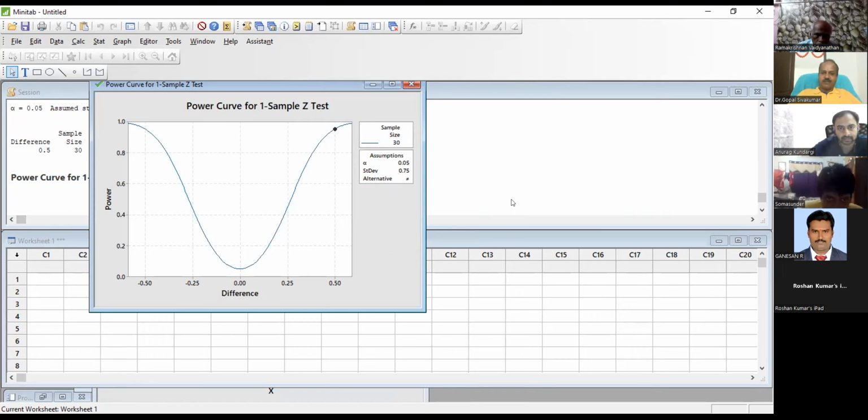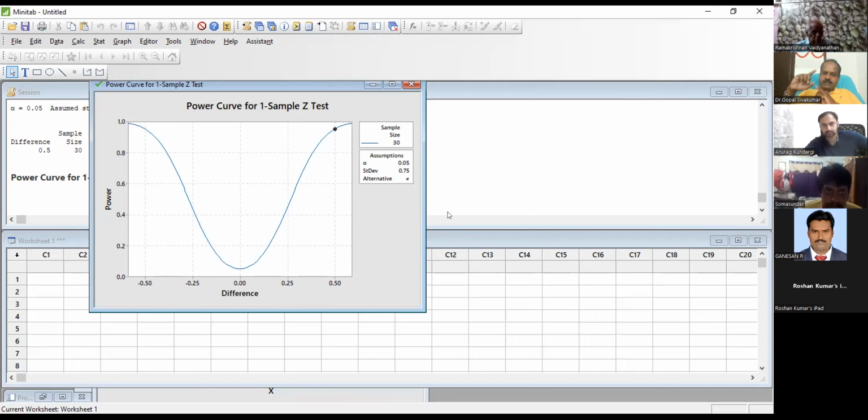So if you go for a sample size of 30, the power of your test will be 95%. Confidence level will also be 95%. See here, your y-axis is the power. Can you see 95% here? This is how the sample size can be judged.